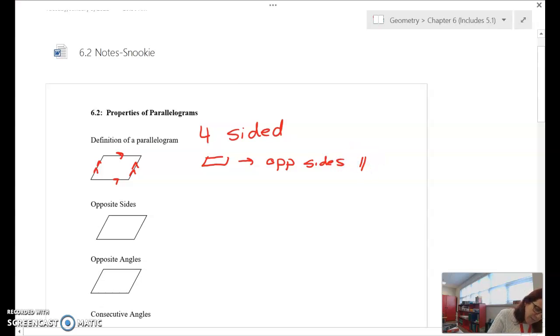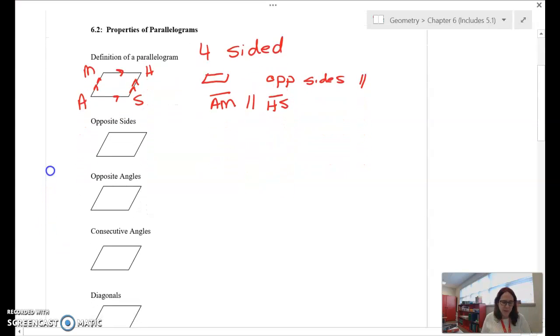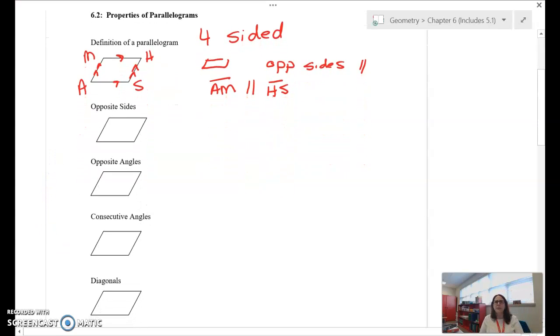So if I was to name this parallelogram AMHS, I could then say that line segment AM is parallel to line segment HS. Next one is the opposite sides in a parallelogram.